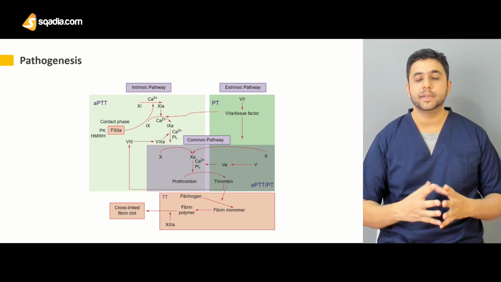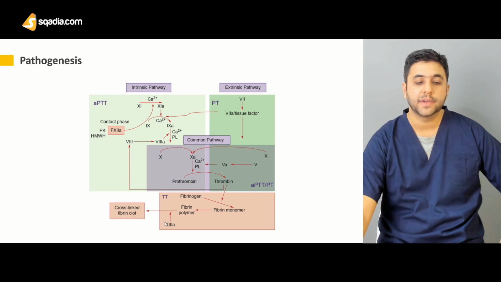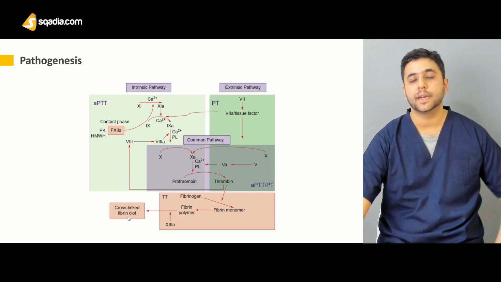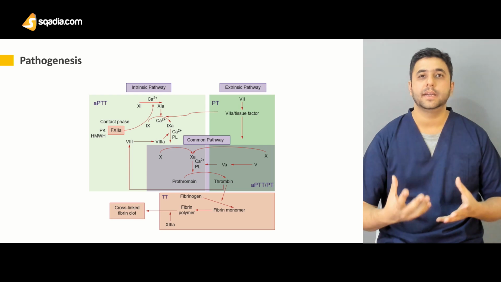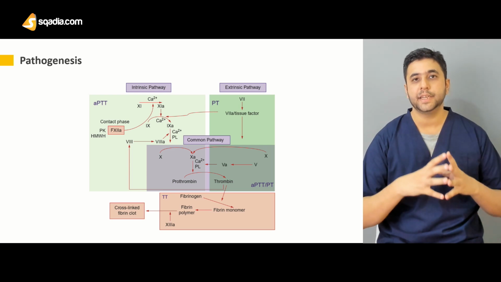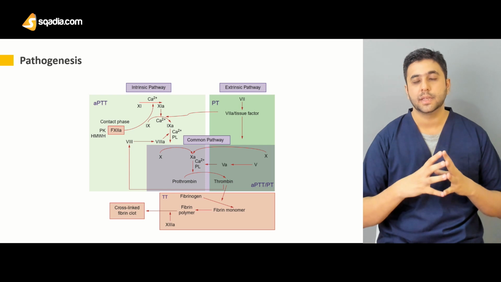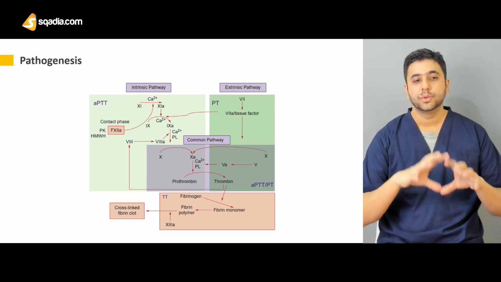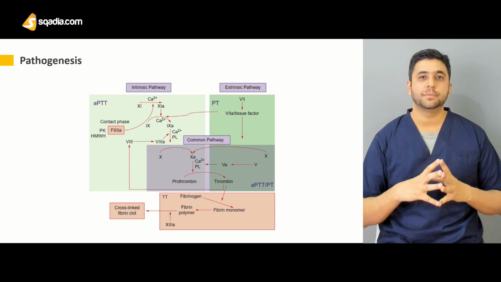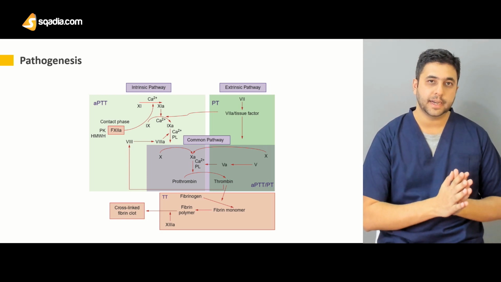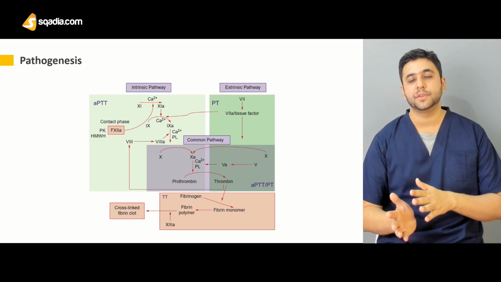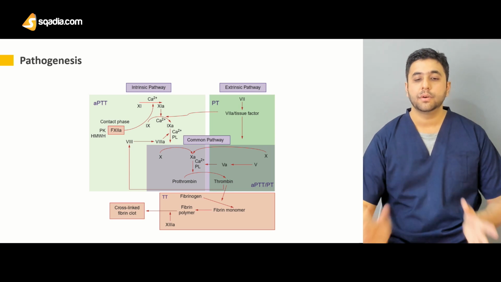That fibrin polymer is reinforced by factor 13A, which is outside of these pathways. Factor 13A reinforces the fibrin polymers and cross-links them to form a fibrin clot. Afterwards, this cross-linked fibrin clot interacts with the already formed platelet plug in the primary hemostasis and reinforces that platelet plug. So this was an overview of how both pathways interact, the platelet pathway and also the pathways of the coagulation factors.